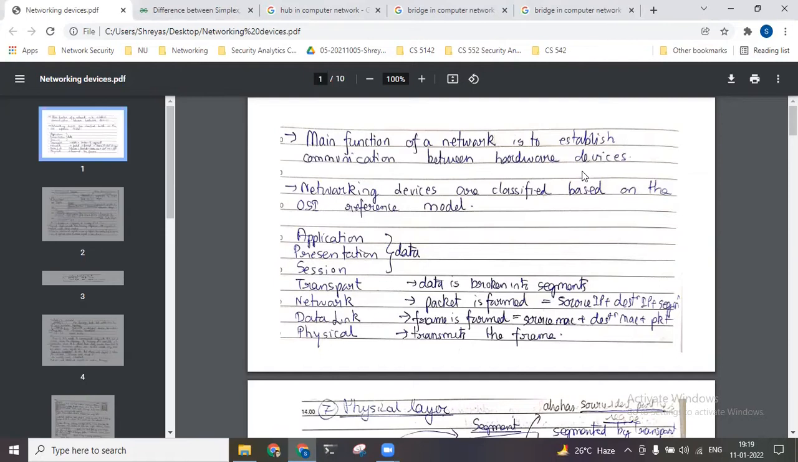And these networking devices that I've told you about, and those which are used commercially in multiple organizations, are classified based on the OSI reference model. Okay. And as we know, the OSI reference model has 7 layers: application, presentation, session, transport, network, data link, and physical. So before understanding the devices that deal with these layers, the first step is to understand how the data is actually being transmitted in these layers.